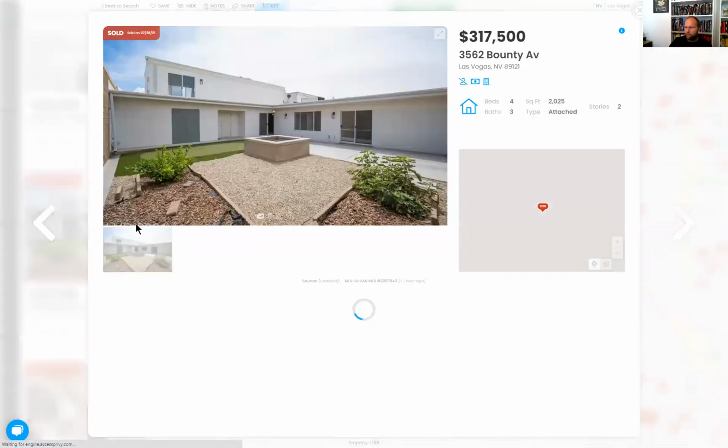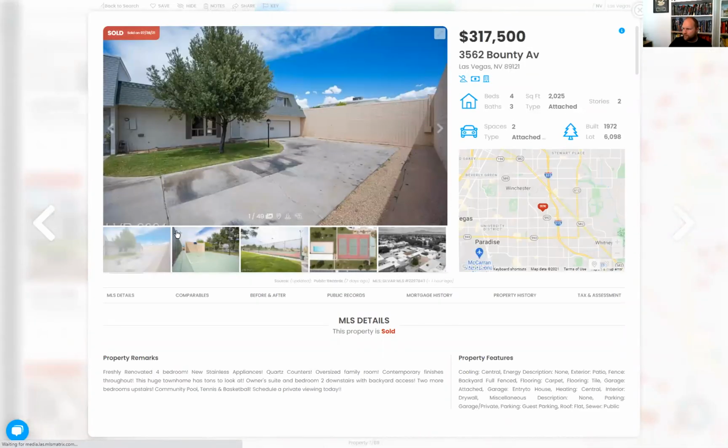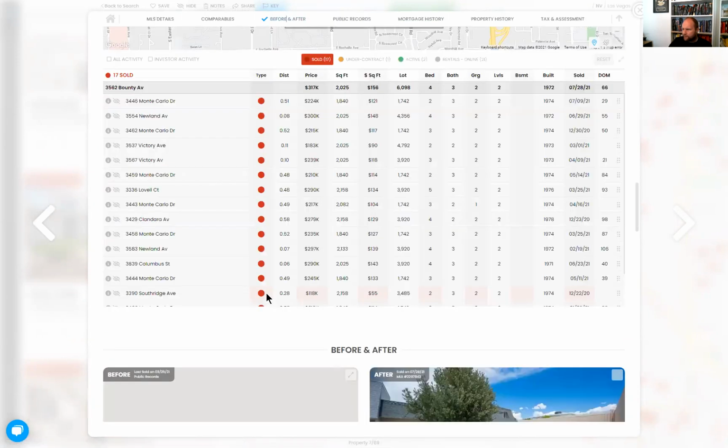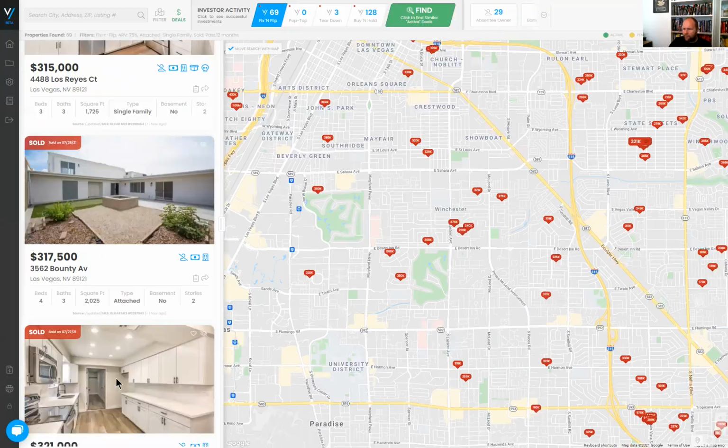Let's click on this property. Let's see here. So I just pulled up Las Vegas, just for gee whiz. And let's see if they've got it here. Oh, there's no photos available on this one. So this isn't a good example. How about this one?